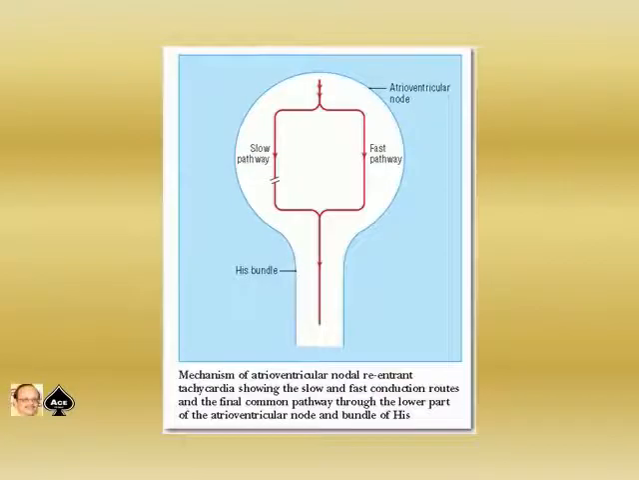Now this picture shows the mechanism of AV nodal reentrant tachycardia, showing the slow and fast conduction routes and the final common pathway through the lower part of the AV node and bundle of His. I am showing in the figure the AV node, the fast pathway on your right side, the His bundle is the common, and the slow pathway on the left side, and the break is shown just to tell that it has not been conducted upwards.